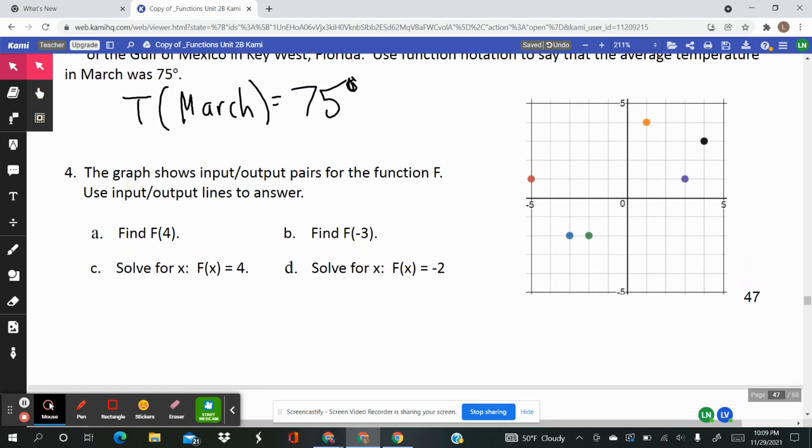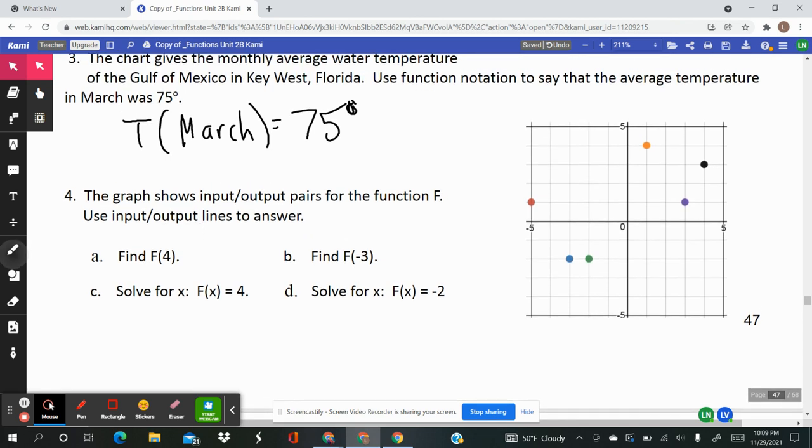So number 4, it says the graph shows input-output pairs for the function of f. Use the input and output lines to answer. So we're going to find f of 4. So remember, this means that x equals 4.